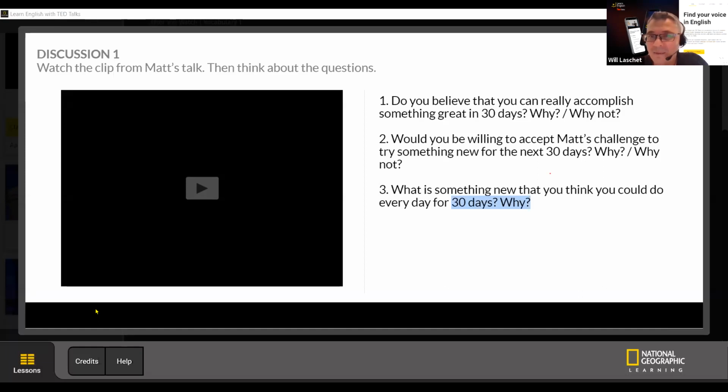Now I'm going to ask you to put into the chat box if you think there is something that you could try for 30 days. Please type that thing into the chat box now. If there's something that you feel you would like to try for 30 days, type that activity into the chat box now. And I'm going to ask one of you to unmute and explain a little bit about why you would like to do that and if you think it's achievable.